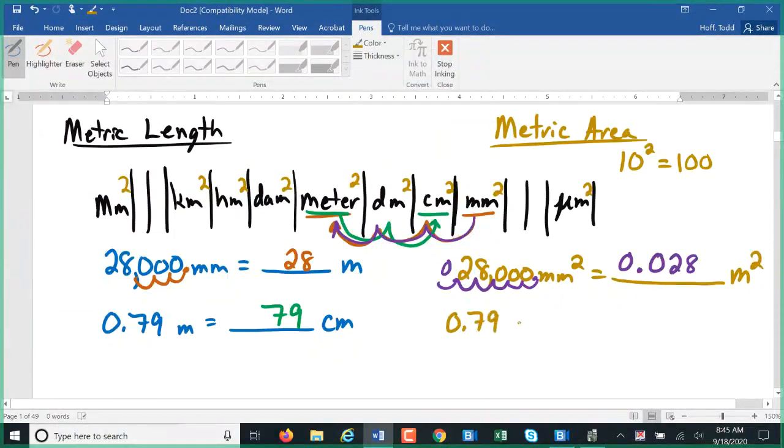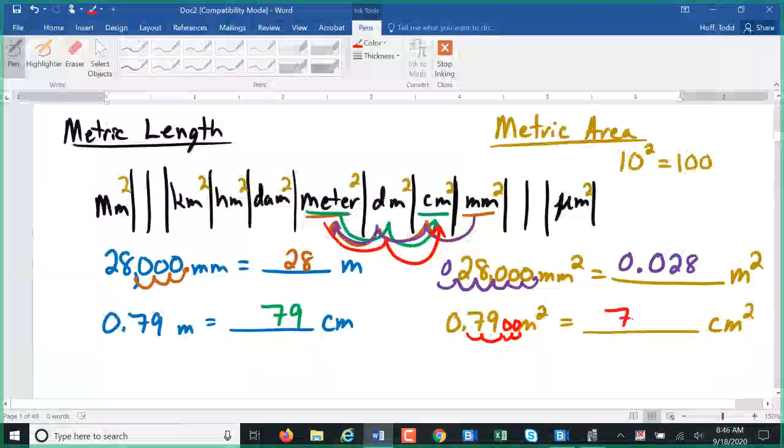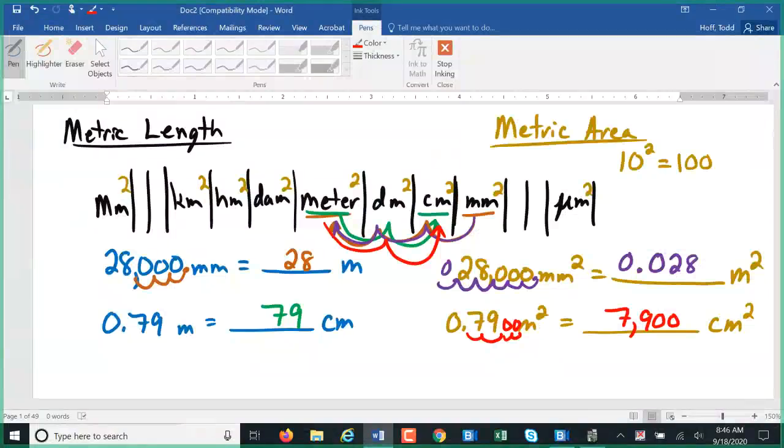If I have my 0.79 square meters, and I'm converting to square centimeters or centimeters squared. Again, on my chart from meters to centimeters is 1, 2 spots to the right, but each of those spots is 2 decimal places. So 2 spots is 4 decimal places. So I take my decimal and I go 4 spots to the right. I go 1, 2, then I have to add 2 zeros to go 3 and 4. 0.79 meters squared is 7,900 centimeters squared.